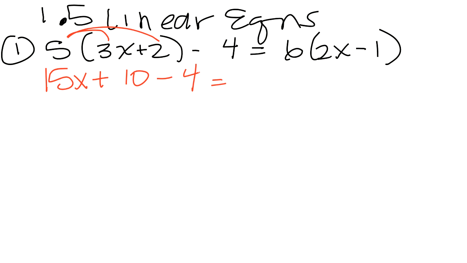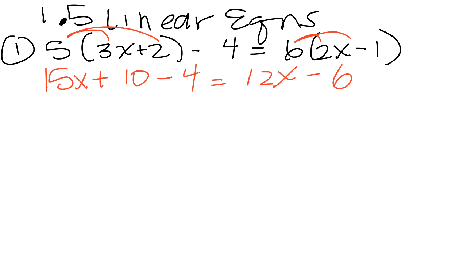On the other side, we're going to do the same thing. We're going to distribute. 6 times 2x gives me 12x. 6 times negative 1 is negative 6. So now we've got everything kind of multiplied out. From here, we want to go through and simplify each side separately if it's possible.